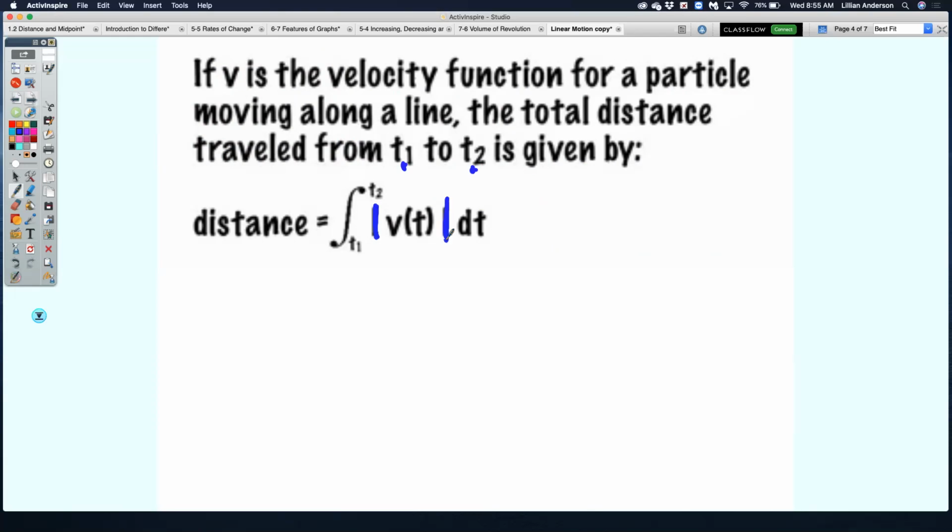So if we take the antiderivative of the absolute value velocity function, we're able to find the total distance traveled by the particle. Whenever it moves to the left, whenever it moves to the right, whenever it moves back to the left, we're able to find that total distance traveled by applying this formula right here. So that's what we're going to do.